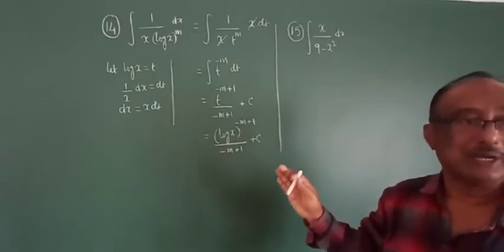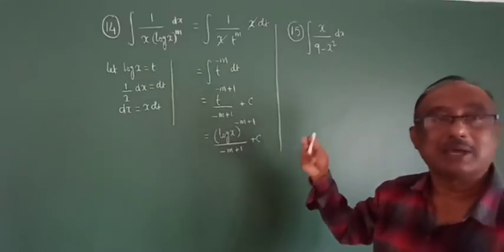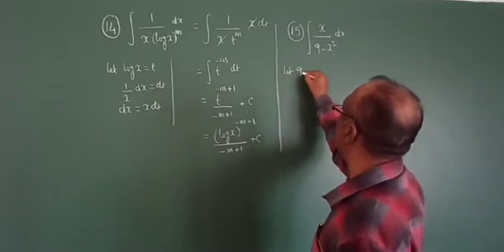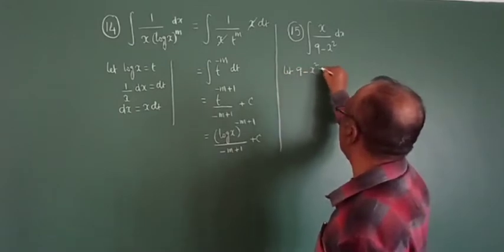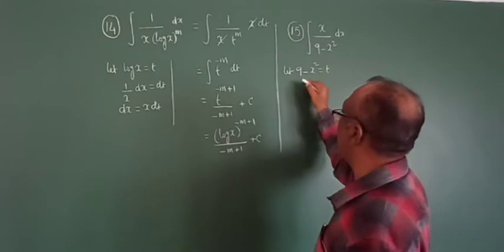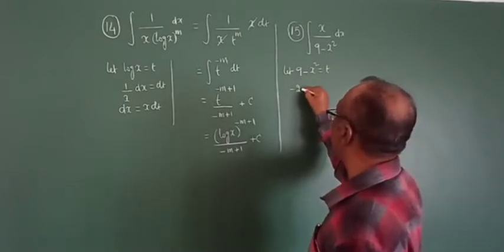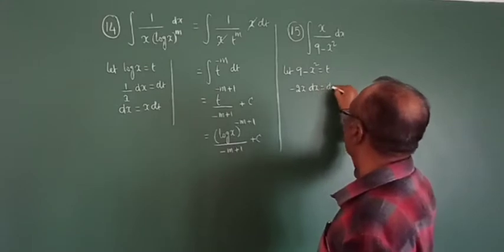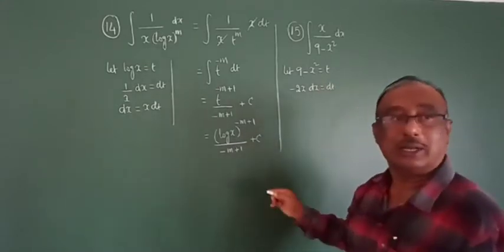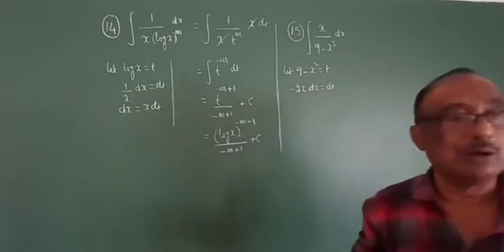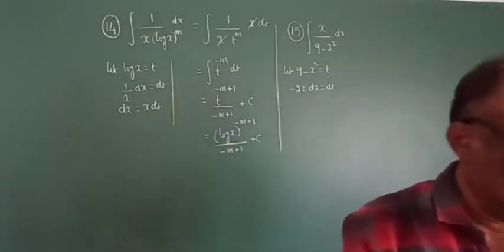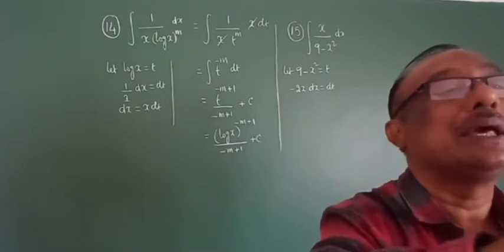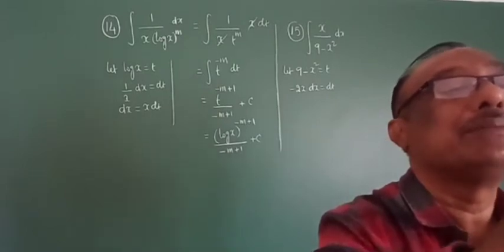x square has the derivative. That's why 9 minus x square, let it be t. So let 9 minus x square equal t. The derivative of 9 is 0, minus 2x, by the exact derivative. dx should be written in terms of dt. Is it clear?